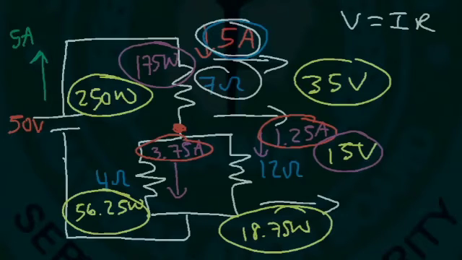So if we add up the powers absorbed by the 3 resistors, it's going to be 175 plus 56.25 plus 18.75, and that indeed adds to 250. So the energy is conserved in this particular example.